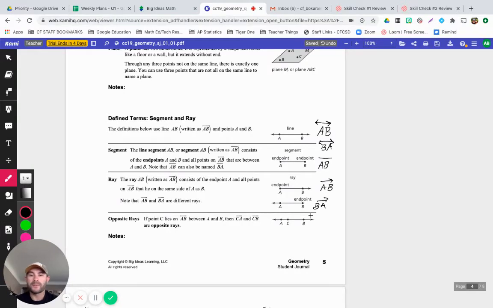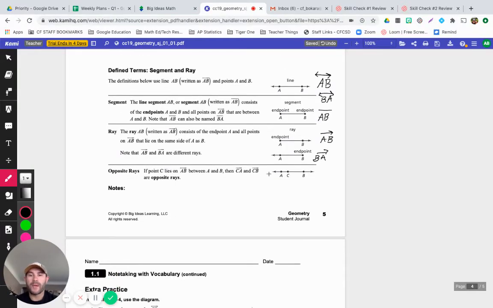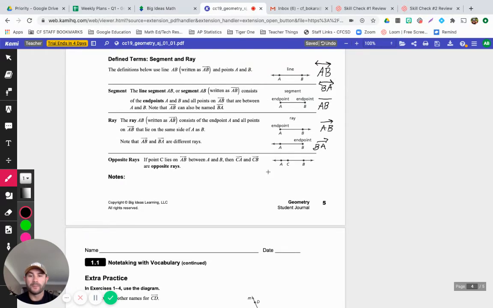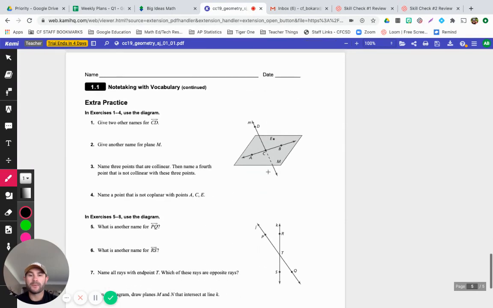Okay, and then opposite rays. Basically, opposite rays are just two rays that make a line. That's all it is, really. Point C would be between A and B, and one ray would go to the right, the other ray would go to the left. So let's get into some little practice problems.